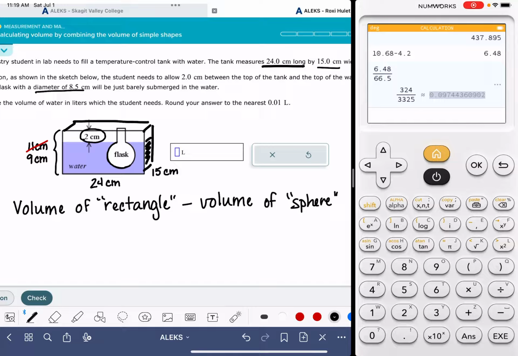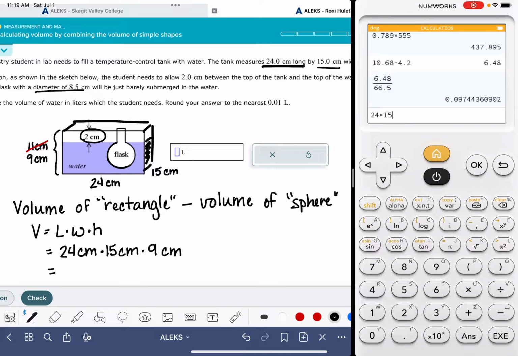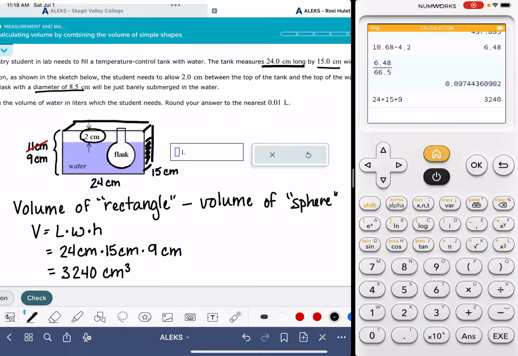Let's start by calculating the volume of the rectangle shape. The volume is the length times the width times the height. The length is 24 centimeters, the width is 15 centimeters, and the height of just the water is 9 centimeters. So this is 24 times 15 times 9, which is 3,240 cubic centimeters. And from that, we're going to subtract the volume of the sphere.